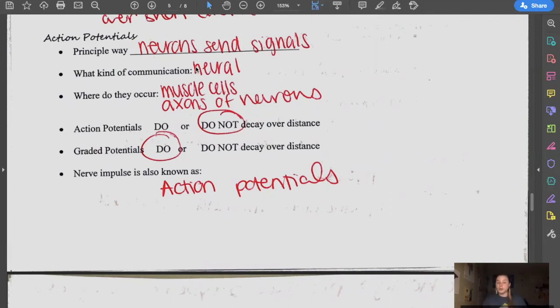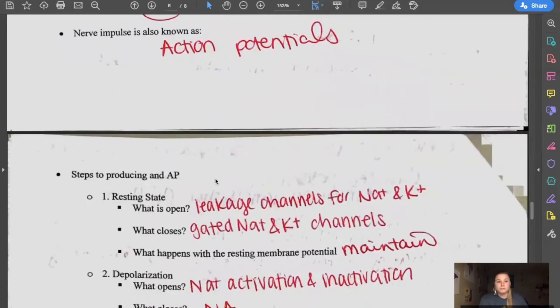Action potentials do not decay over time, right? They maintain their strength from our brain all the way to our muscle. However, graded potentials do decay over time. So if they had to go a really long distance, whatever we said up here would not be nearly as strong as when we got down here as a graded potential. So a nerve impulse is also known as an action potential.